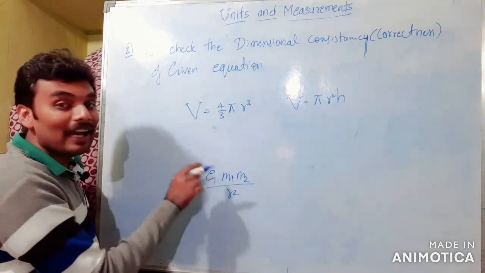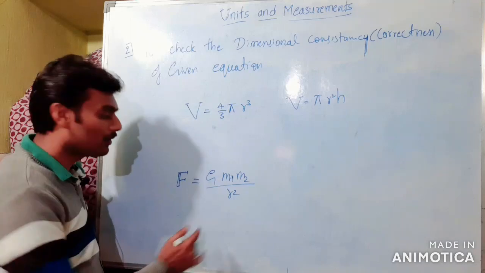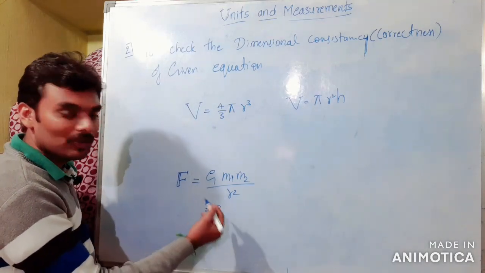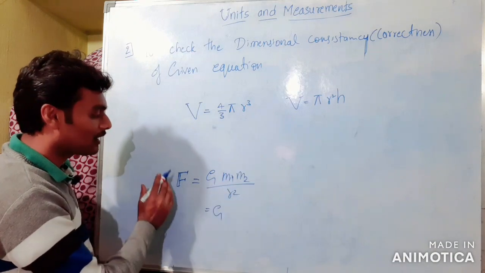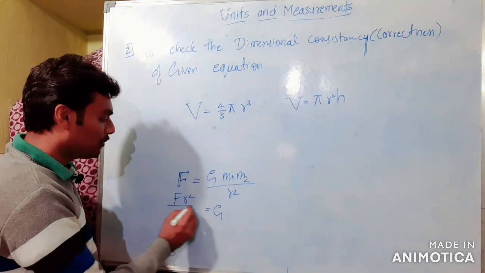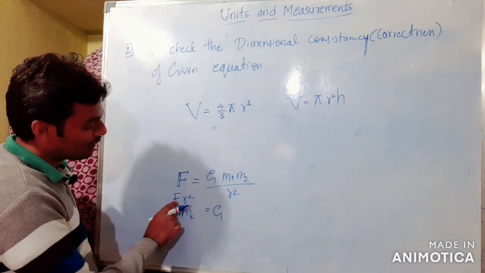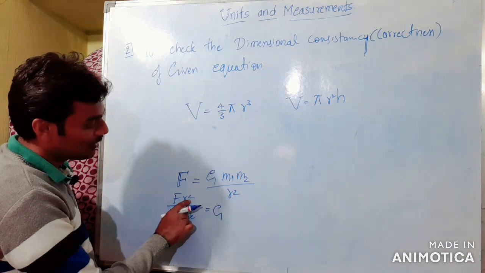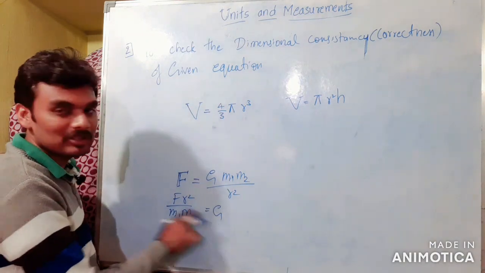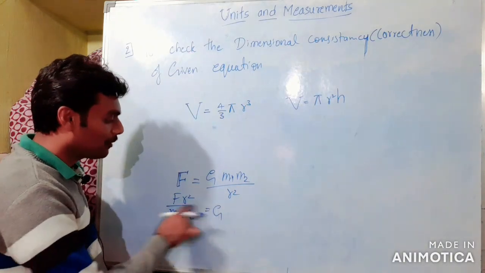Because this G has its dimensions. You can work out the dimension of G. How do you get that dimension of G? It can be obtained by using the equation of G. If you send all the other terms to the other side, the equation of G becomes F r squared by m1 m2. You check that, put the dimension of F here, put the dimensions of m1 and m2 in the denominator, put them together, and you'll get the dimension of G. So it's again another piece of work for you to get the dimension of G.